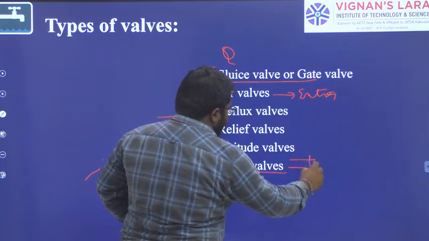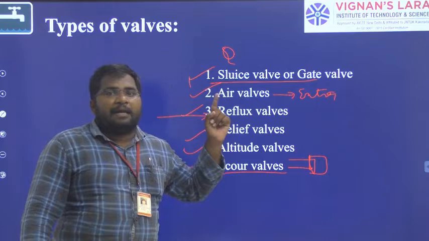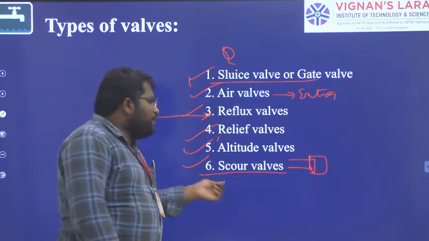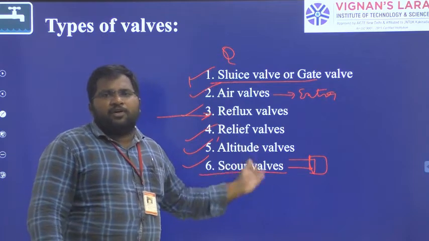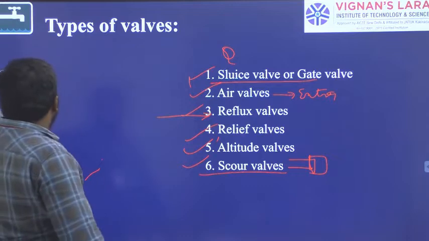These valves will be at the end of the pipeline, the dead end of the pipeline. The scour valve allows the sediments which are accumulated in the pipe to be sent out through it. So let us see them one by one.